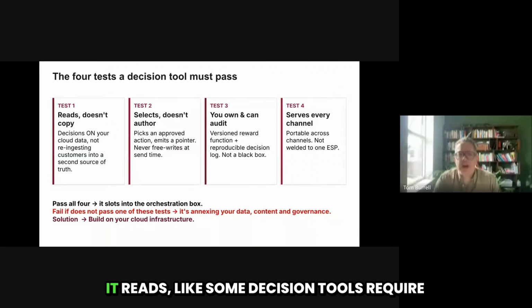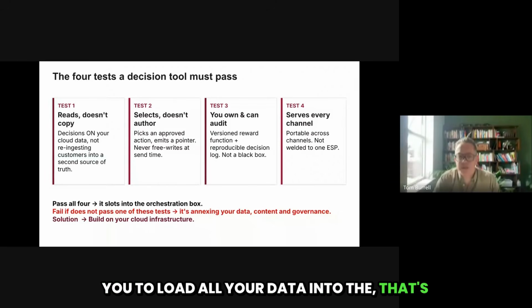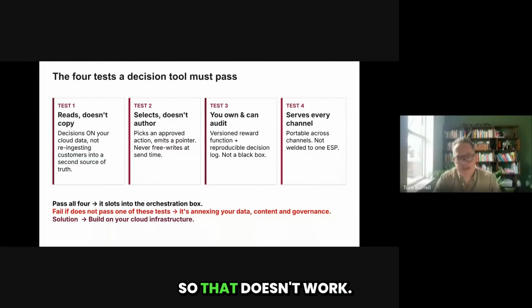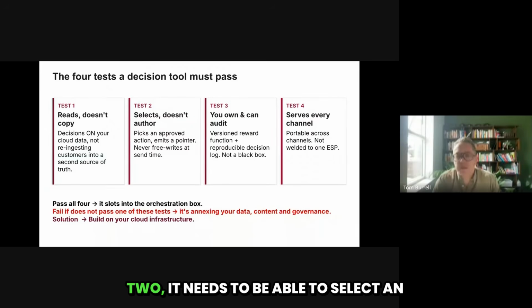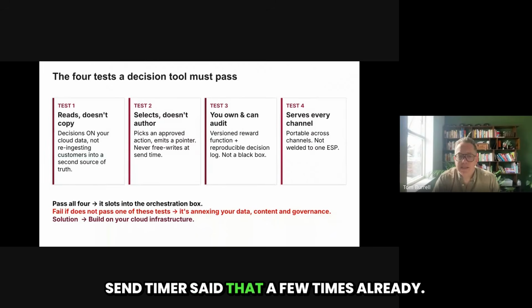Test one: some decisioning tools require you to load all your data into them. That's just a delay, so that doesn't work. You can't be re-ingesting data in real time from one source to the other. You're just moving data around for no reason. Test two: it needs to be able to select an approved action and emit a pointer. It doesn't write free-text or send time. I've said that a few times already.